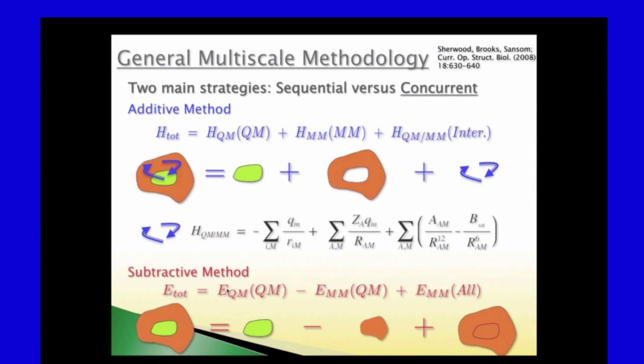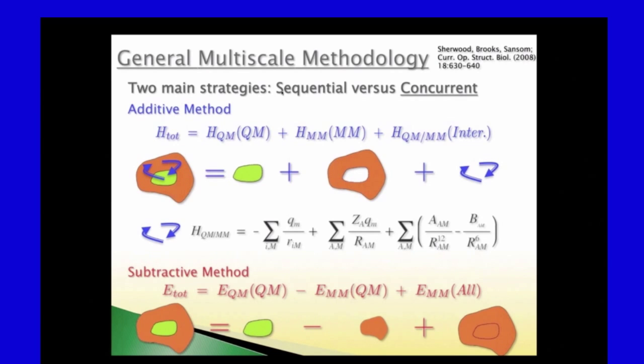Okay, so in general, let's take a step back, because I hit on a couple of things already about QMMM and some distinctions, and let's make sure that we understand these distinctions. QMMM is definitely part of a general multi-scale modeling approach, so it's good to base this in general multi-scale modeling in terms of some of the terminology. There's a really good review by Sherwood, Brooks, and Sampson from a few years ago that talks about these general multi-scale modeling approaches. One of the things they highlight is that there are two main strategies that people call multi-scale modeling: sequential versus concurrent.